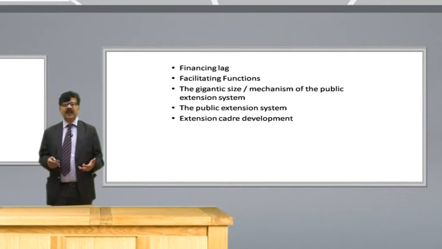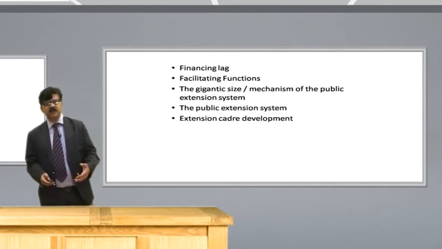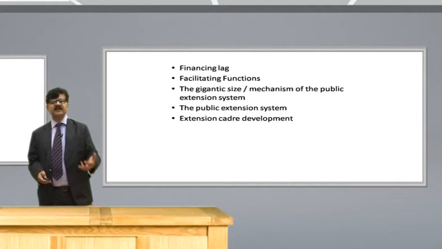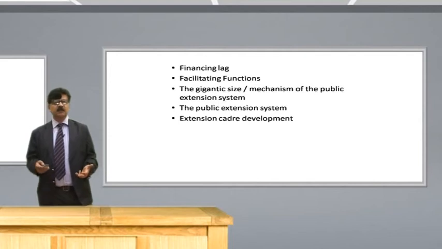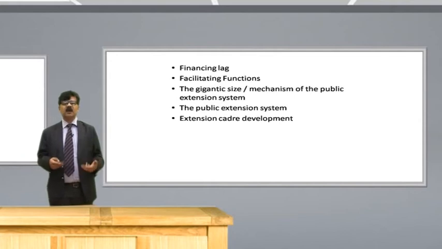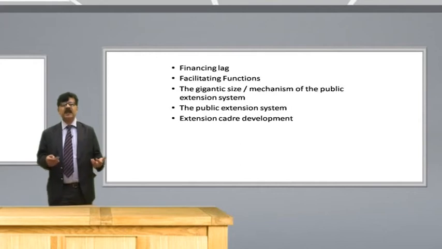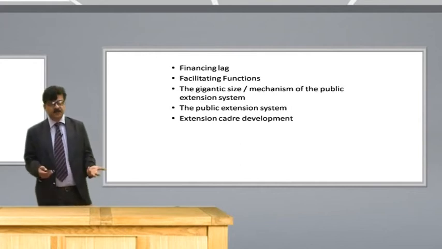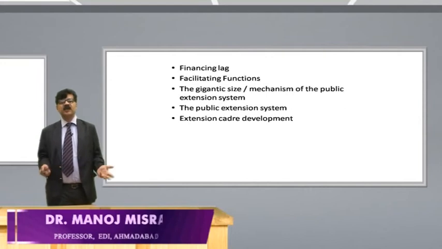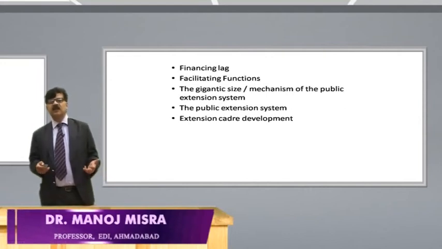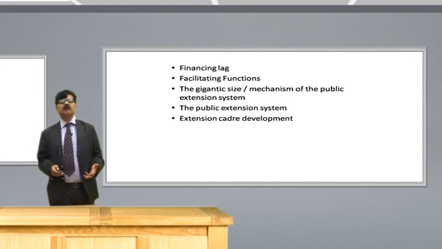There is also a financing lag. If a product is being sold in the market, the price being realized by the farmer and the time when the sowing of the crops has to take place, the price which has to be secured by the farmer in order to invest, that is not coming forth. So there arises the need for what is called credit. That credit and investment, if not taken into account, will have a lot of pitfalls. Facilitating functions such as product standardization, financing, risk bearing, and market intelligence.